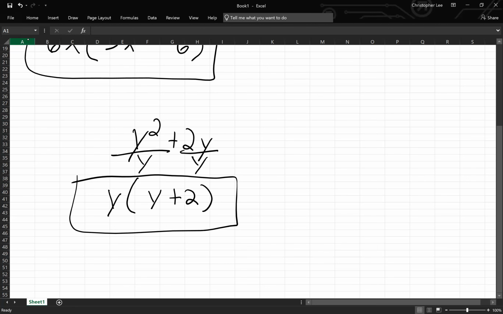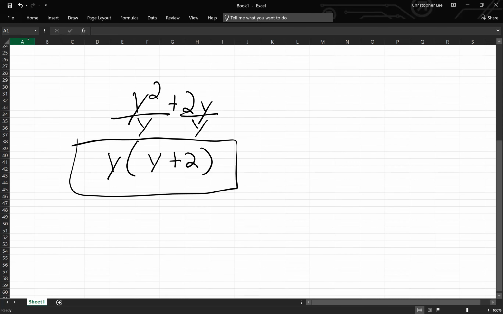Basically what I did is I looked for the greatest common factor in both terms. And that's it. Now, I'm not looking at the question, but if the question wants just the greatest common factor, it's just y. But if they want the whole thing, it's y, open parentheses, y plus 2, close parentheses, like that.